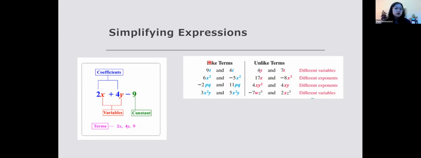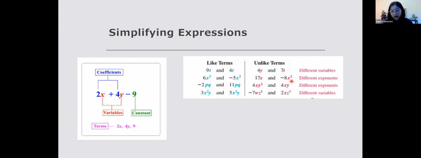And now we are going to look at like terms and unlike terms. You can combine like terms, and combining means you can add or subtract them. But you cannot add or subtract unlike terms. So what is a like term? A like term is when the variables are identical. See here, t and t, they're the same, and x squared and x squared, they're the same. But in this case, y and t are not the same variable, so they're unlike.